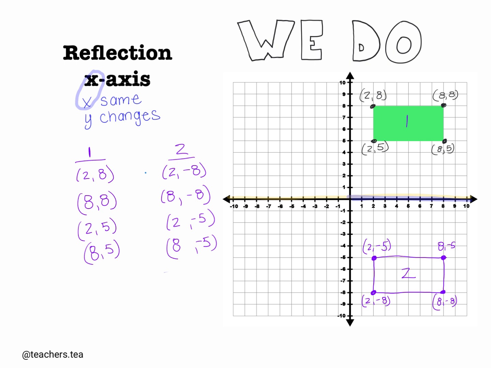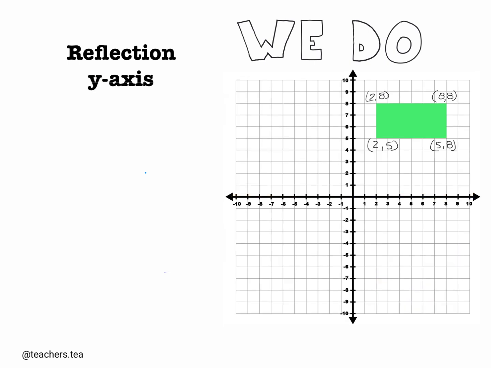How did you do? Okay, let's try the same shape again. However, this time we're going to reflect it along the y-axis, which you know what that means. That means that the y stays the same and the x changes to the opposite, negative or positive, okay? Y stays the same. So go ahead, set yourself up, do the steps you need to do, pause the video, and come back to see how you did.